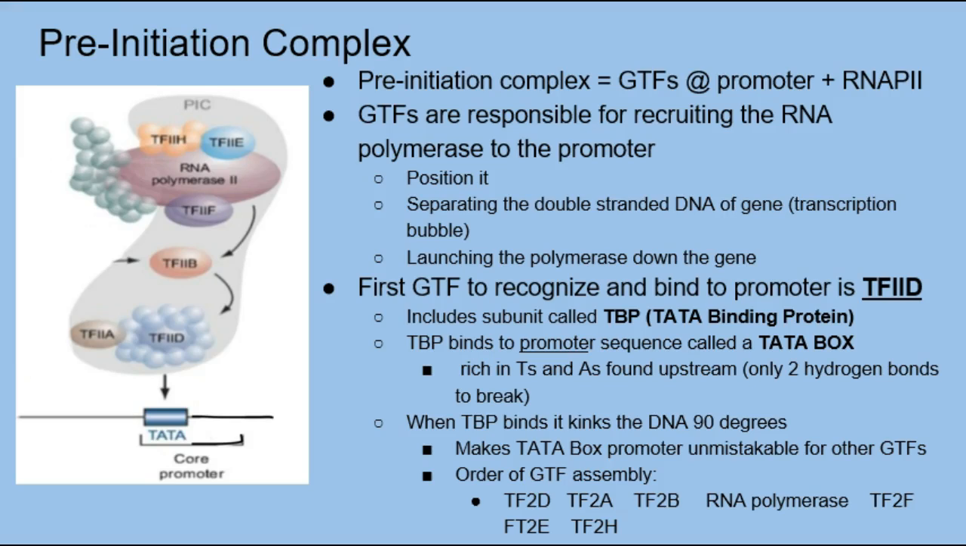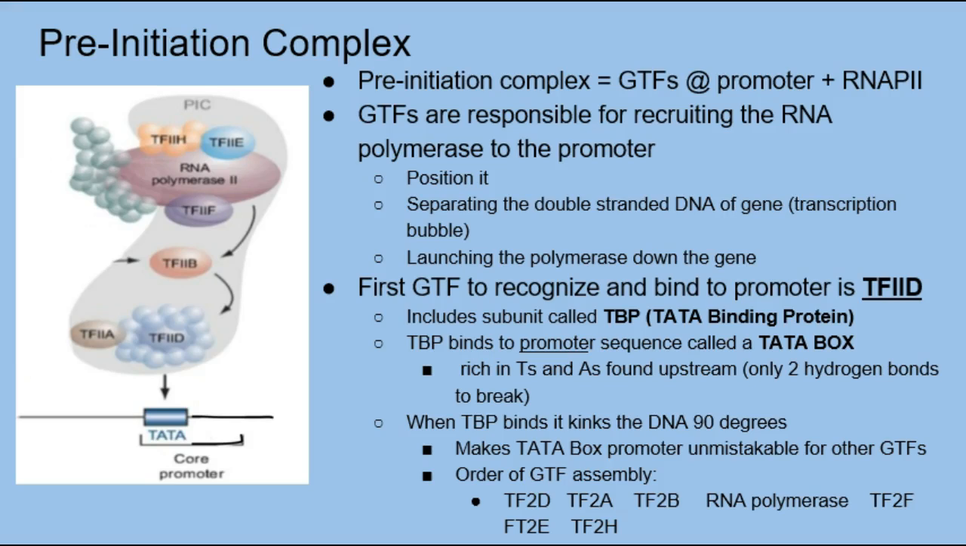TBP binds to the promoter sequence called a TATA box, which is found upstream from the promoter. It's rich in thymines and adenines, the T's and A's, because they only have two hydrogen bonds, which are easier to break than cytosine and guanine. When the TBP binds, it kinks the DNA to a 90-degree angle, which makes the TATA box promoter unmistakable for other GTFs so that they can all assemble together.